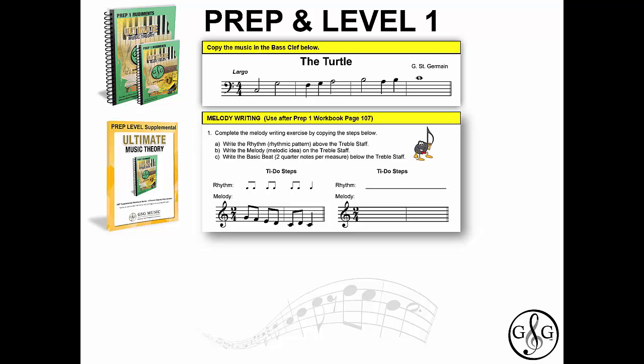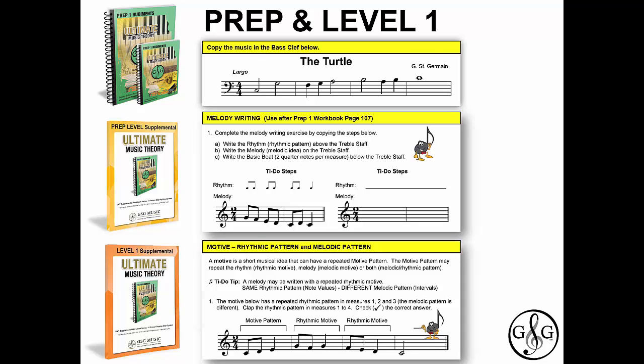Here, students are learning about the new theory concept of melody writing, as it indicates to use after Prep 1 workbook page 107. Once both the Prep 1 Rudiments workbook and the Prep Level supplemental workbook are completed, students move on to the Level 1 supplemental workbook. Here, all the new Level 1 concepts are titled at the top of each page and introduced as we continue with melody writing and identifying the motive, rhythmic pattern, and melodic pattern.